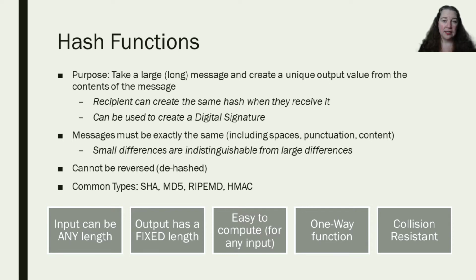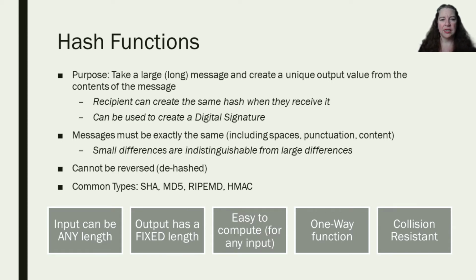The messages must be exactly the same for that hash function to give you the same digital signature. Small differences like spaces or punctuation or even a difference in letters is going to make a significant difference in the hash result. The great thing about hashing functions, because it uses modular arithmetic, is that it cannot be reversed. It cannot be de-hashed. A couple of common types of hash functions include SHA, MD5, RIPE-MD, and HMAC.